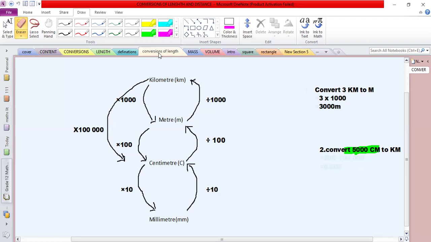If you can check on the right, you can use your fingers to scroll, zoom in or zoom out, or go to the left or go to the right. So when you convert 3 kilometers to meters, you use this graph that is on the left, which indicates that from kilometer to meter is multiplied by 1,000. So it's 3 times 1,000, which equals 3,000. I believe you understand that.